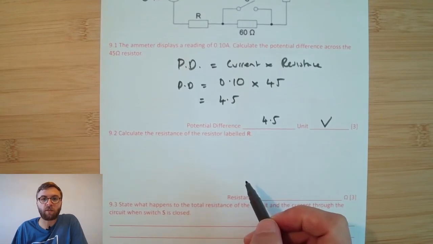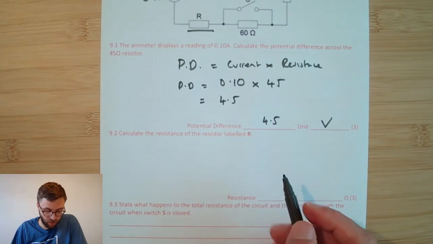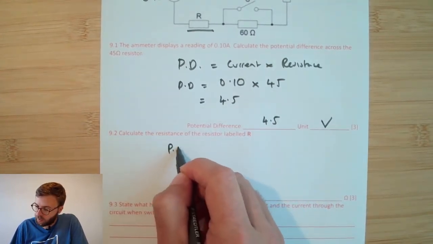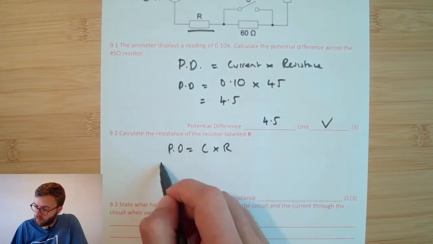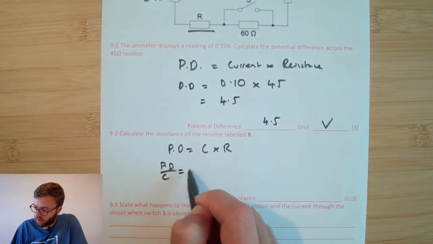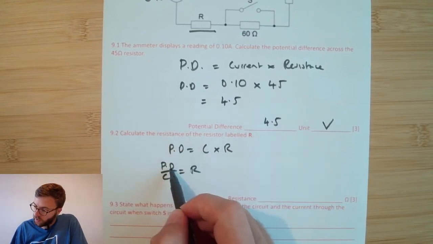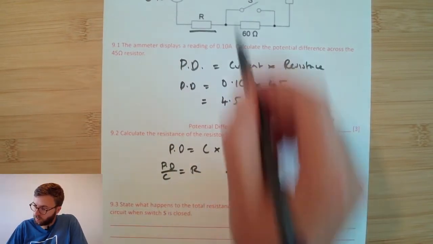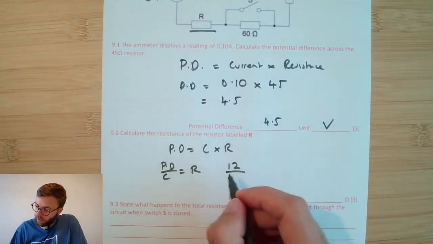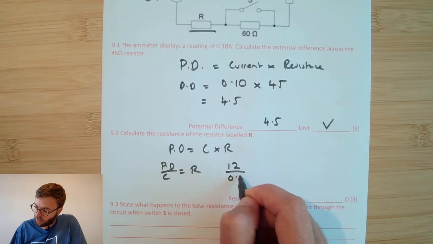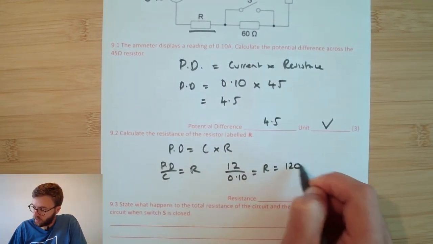Calculate the resistance of the resistor labelled R. So we're looking for the resistance of this one over here. We can use the same equation, potential difference equals current times resistance. We want to rearrange to get resistance, so the potential difference divided by the current equals the resistance. We know that the potential difference is 12, which we get from here, divided by the current, which is 0.1, to give us the resistance, which is 120 ohms.